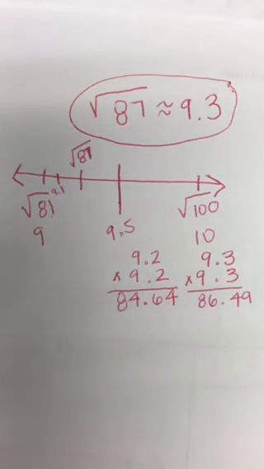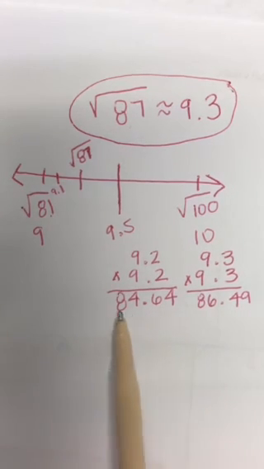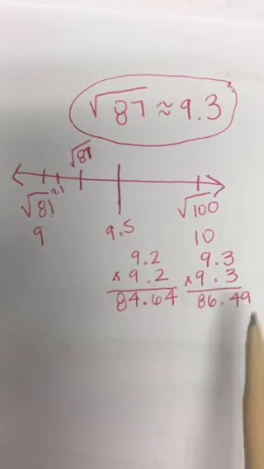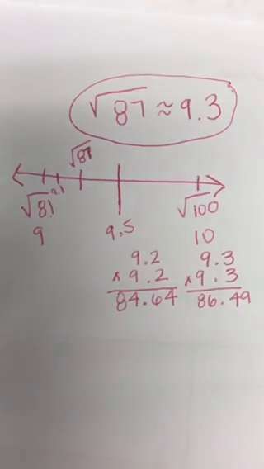Your goal is to get really good at guessing which one it's closer to and not having to check as many times so you don't use all your time multiplying. But if you do, you can always just tell, since this product was smaller, I needed to go one tenths place up. This was as close as I'm ever going to get, because if you multiply 9.4 times 9.4, you get 88.36, and that's way more than 0.5 away. So 9.3 is still my best answer. All right, that's how you use the guess and check method.